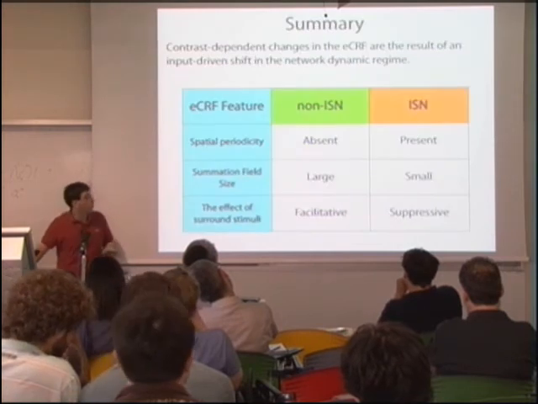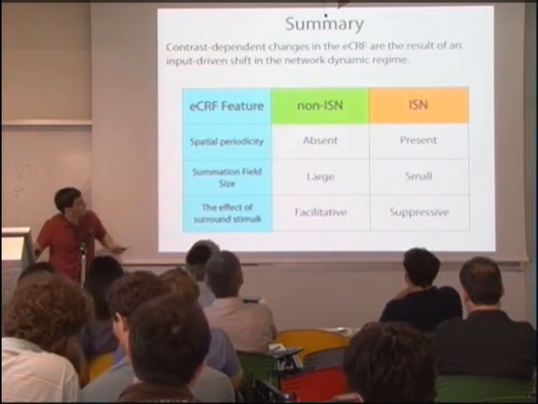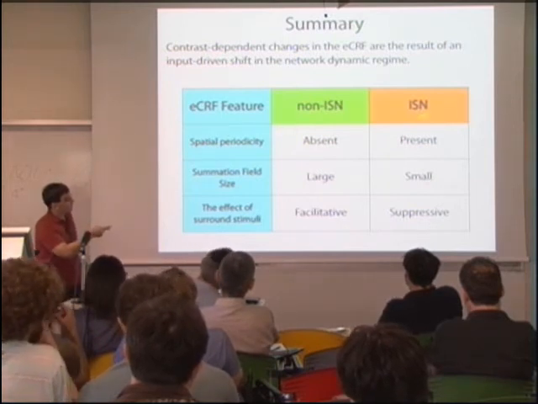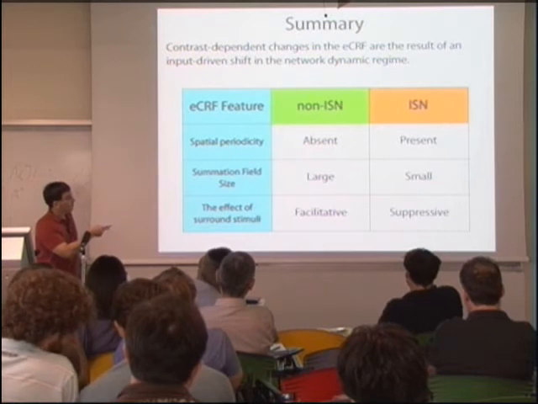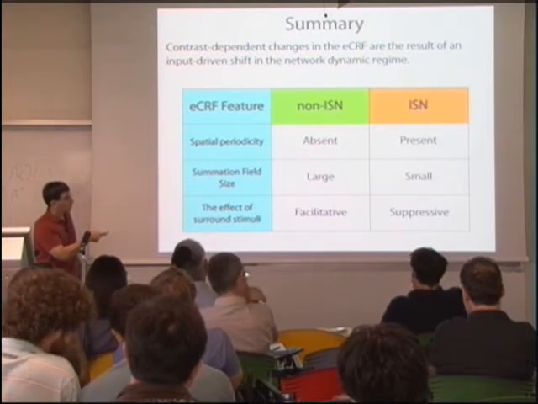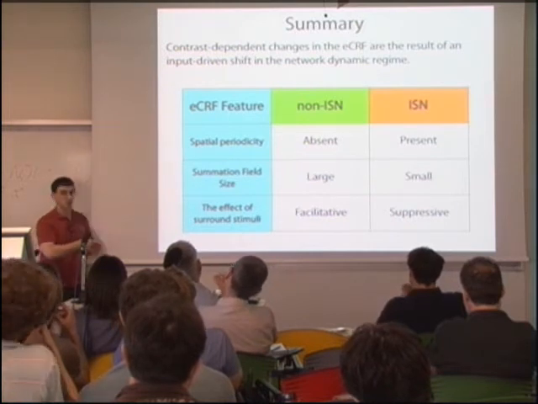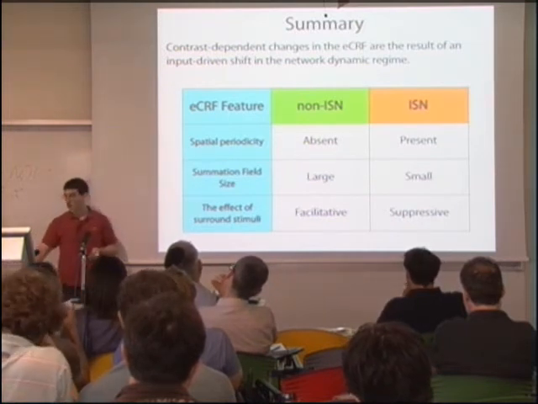And so this is just a summary of those three features. You see that as you transition with increasing contrast from the non-ISN to the ISN regime, you get the emergence of spatial periodicity. This causes the shrinking in summation field, which gives you the net change from facilitation to suppression for surround stimuli.